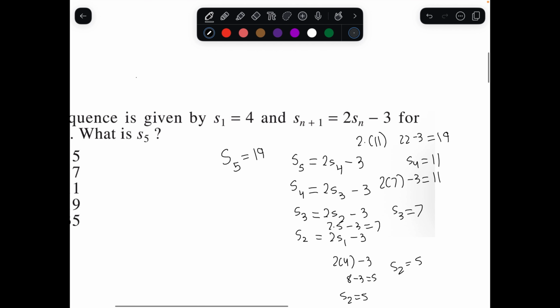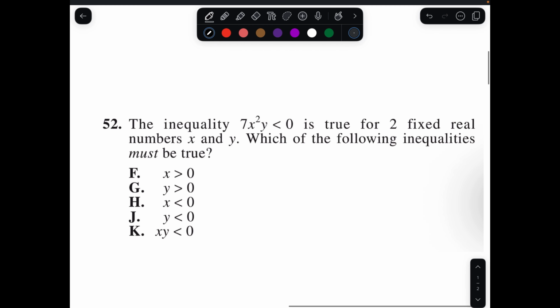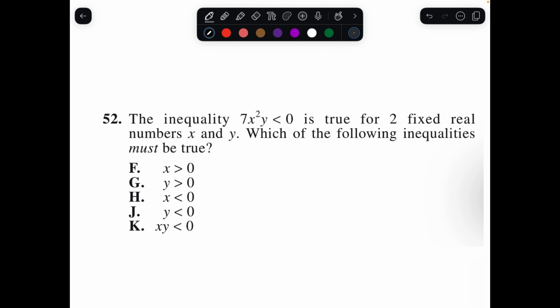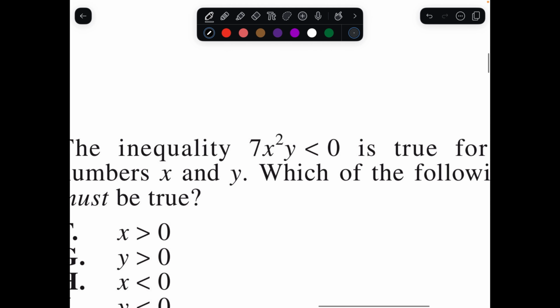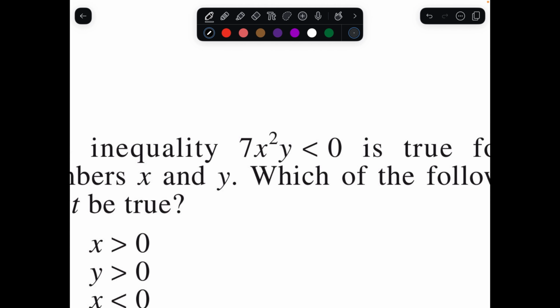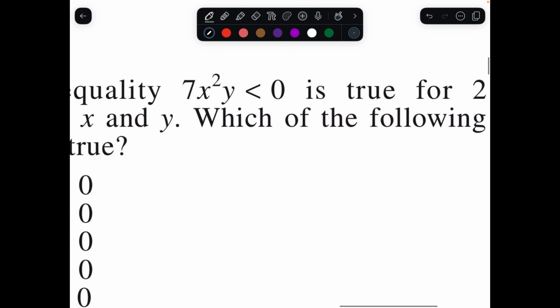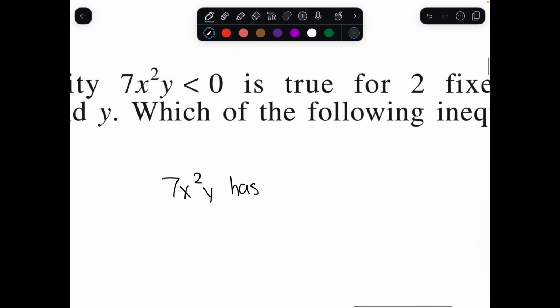On to the next question, which is also a question 52. The question says, the inequality 7x squared y is less than 0 is true for two fixed real numbers x and y. Which of the following inequalities must be true? So for this problem, first let's just look at the inequality. For something to be less than 0, that means it has to be negative. So the 7x squared y has to be negative.